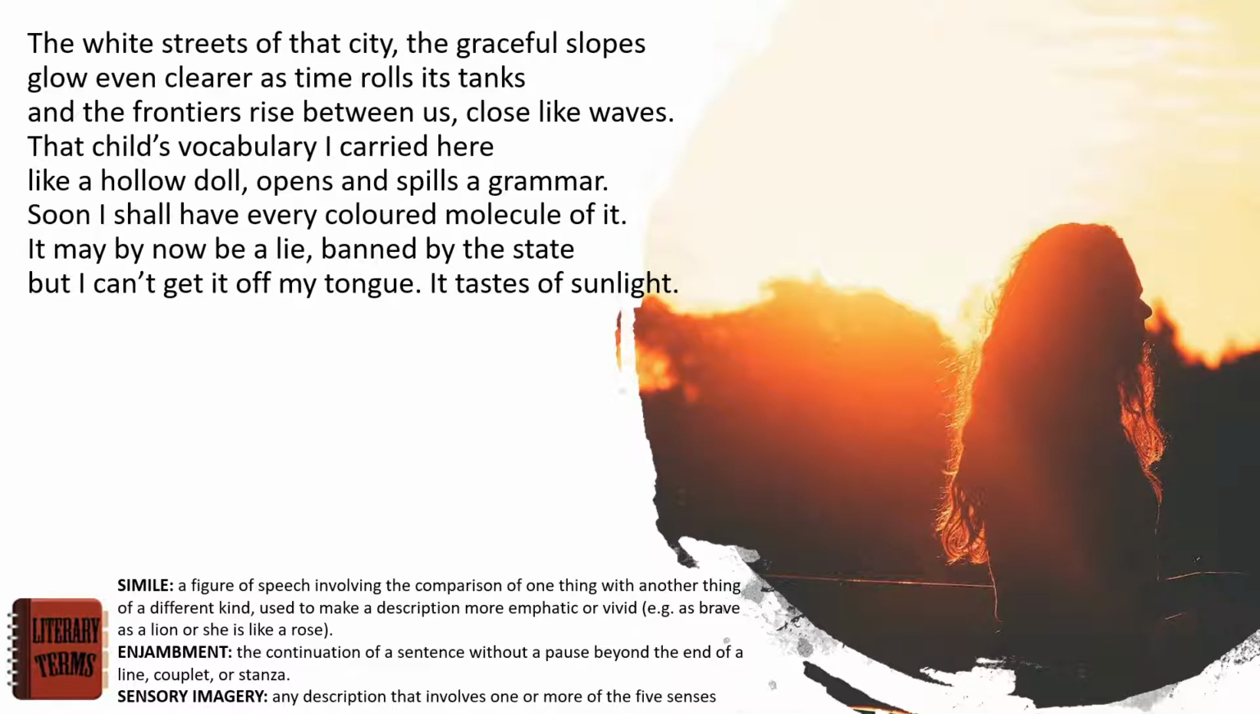The white streets of that city, the graceful slopes glow even clearer. So we've got some more alliteration there. We've got the graceful and the glow, and as we go through the enjambment there, we see the lines are broken by that alliteration, graceful on one line and then moving to glow on the next line. What that does is it gives this city this sense of ongoing elegance. She's building up very deliberately this image of her city being somewhere that remains very beautiful, graceful. It's linked with the glowing light again.